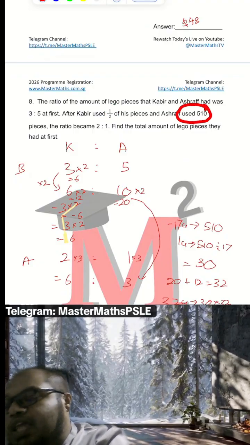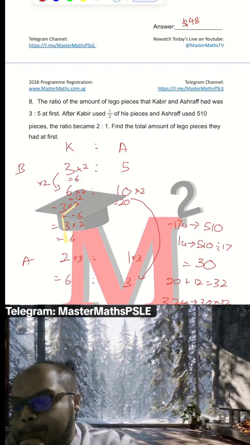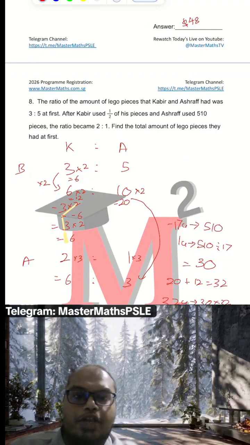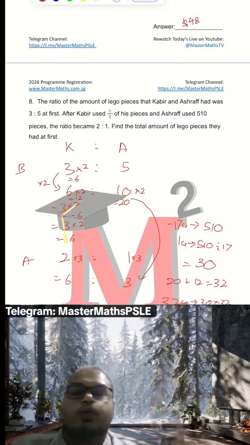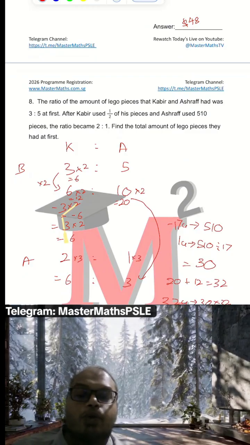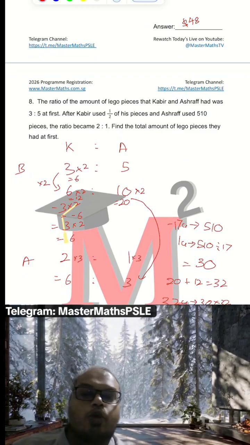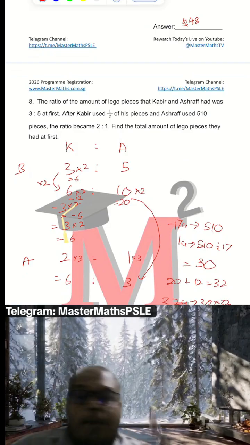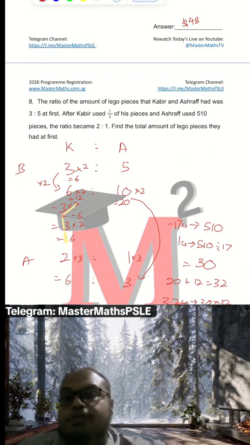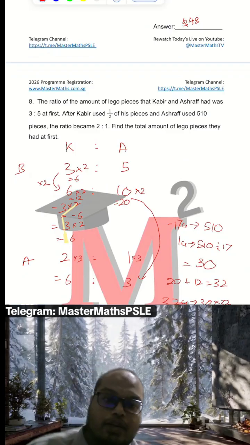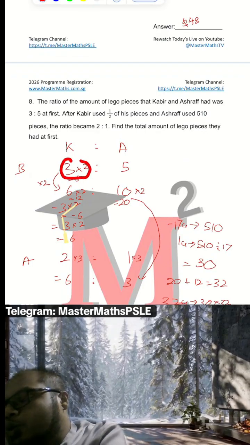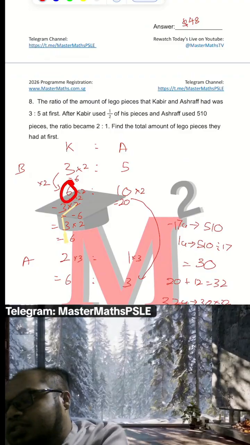Ashraf used 510. So the thing here, we cannot do anything with Ashraf because we already know that Ashraf used 510, but we don't know how many units that is. So that's why we cannot do anything yet. But what we can do here, because Kabir used half, to take half of something the number has to be even. So if it's even, I times 2 to it, so it becomes 6:10.